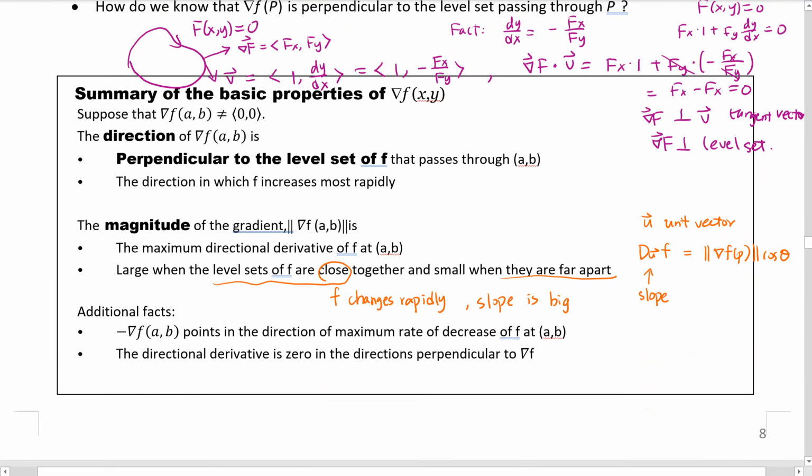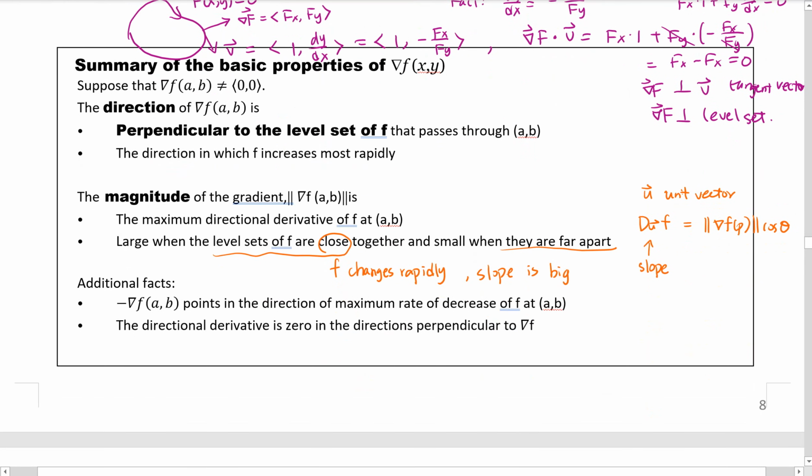Okay, continue. Additional facts. Minus the gradient vector, the opposite direction of the gradient vector, points in the direction of the maximum rate of decrease. The directional derivative is 0 in the direction perpendicular to the gradient vector.